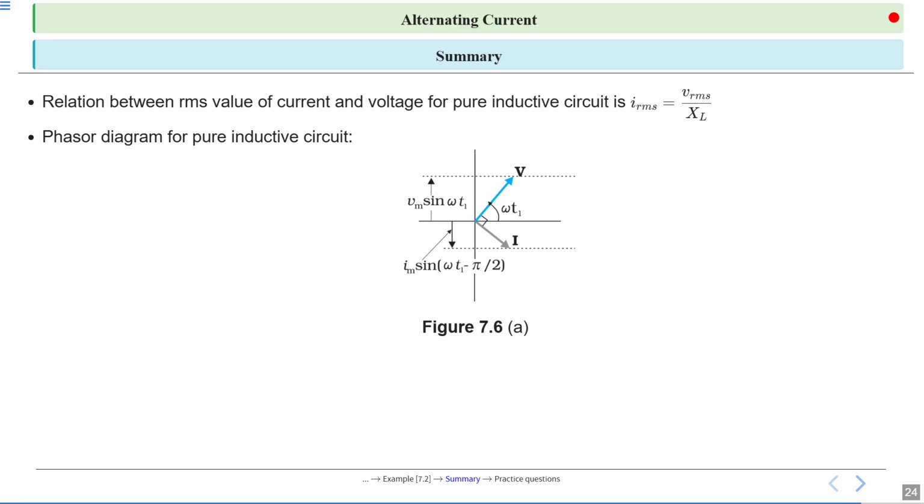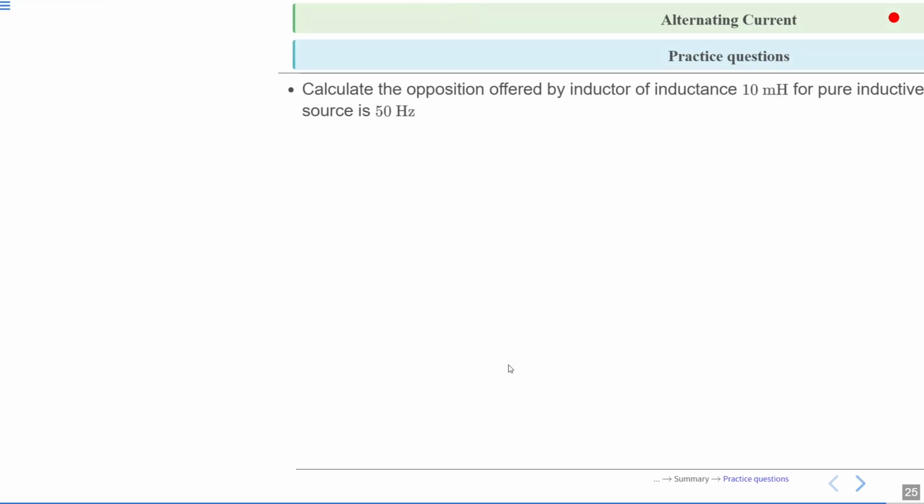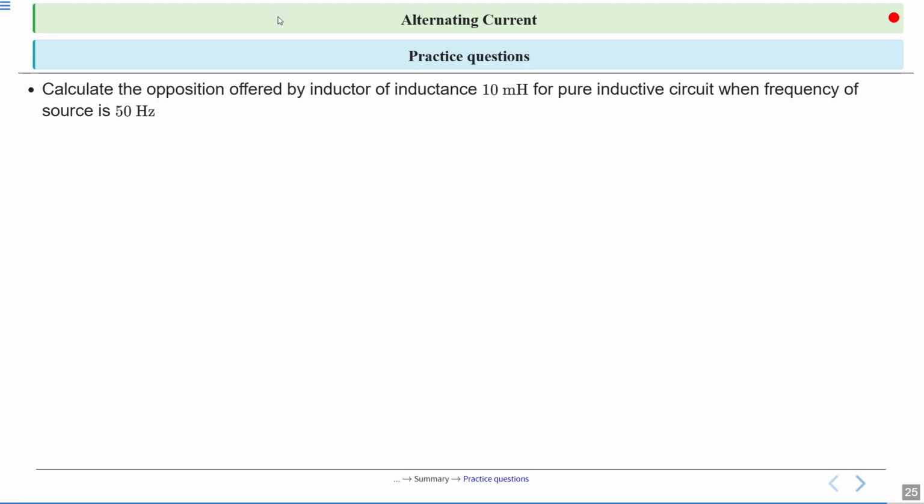So phasor diagram for pure inductive circuit is given in figure 7.6a. Phase difference between voltage and current is pi by 2. For pure inductive circuit, current and voltage are out of phase. They are not in phase. They are out of phase by pi by 2 and current lags the voltage. You have to remember this, it is a very important thing: current lags the voltage by pi by 2. So there are some practice questions you have to do yourself.